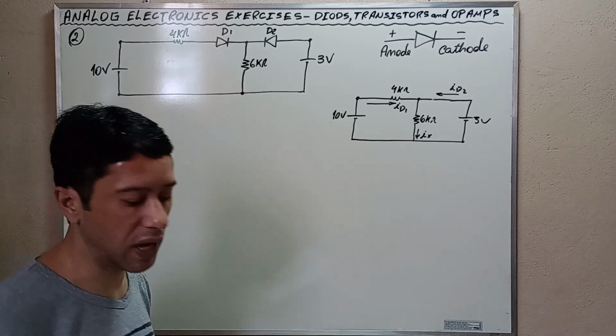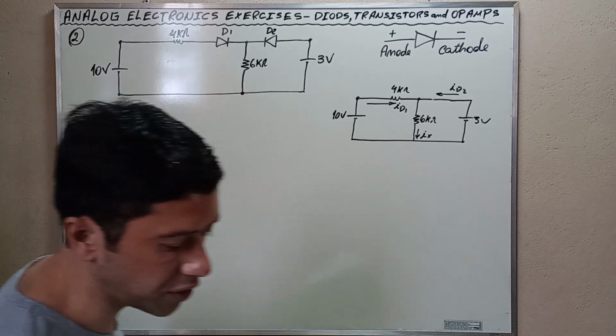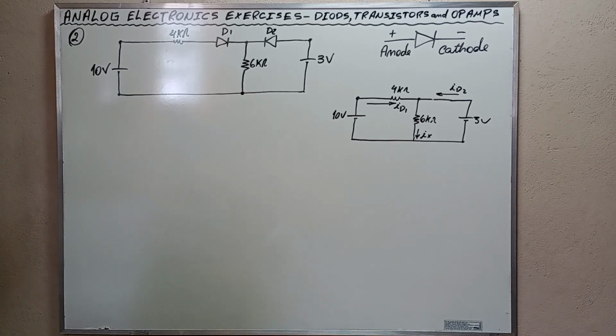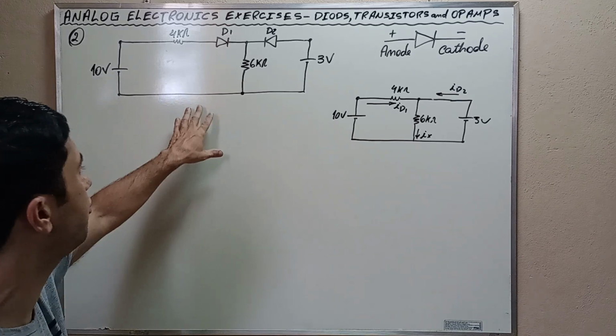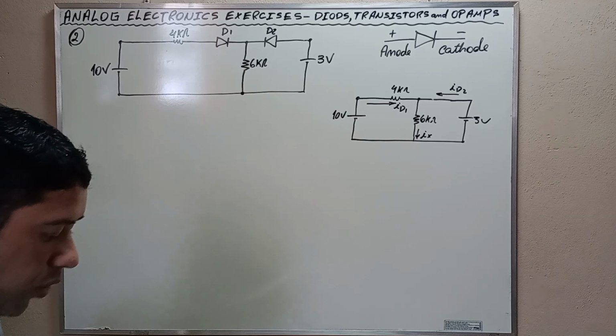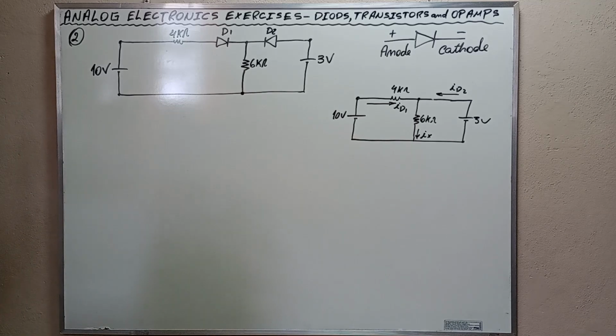Exercise number 3 now. Show that the condition in which both diodes D1 and D2 are on is not valid for the circuit on the board. We are still working with this circuit here, but now we are going to assess the possibility of both diodes conducting at the same time. Okay? This is the exercise. Let's go to the solution.